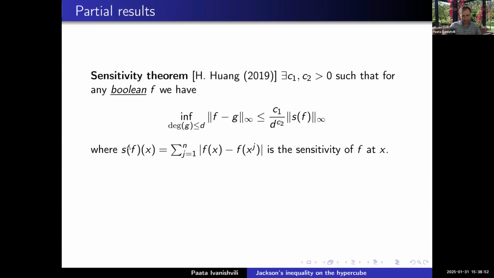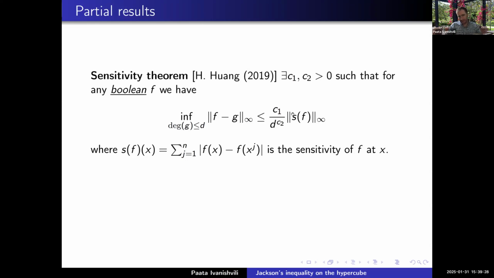Now, what is the sensitivity of a function on the hypercube? It's the following object. At point x, you take f of x, and then you subtract f of x^j. x^j is the same vector as x, but on the jth coordinate, you flip the bit. You take the absolute value, so you consider differences in all n directions. You take absolute values of these differences, and then you sum up over all n directions. So this is the sensitivity at point x.